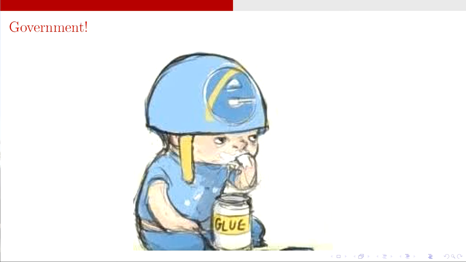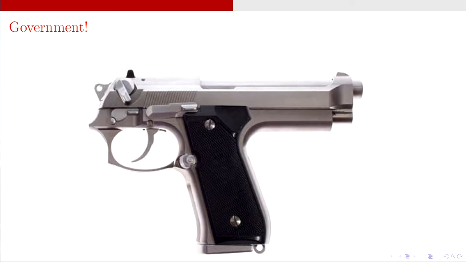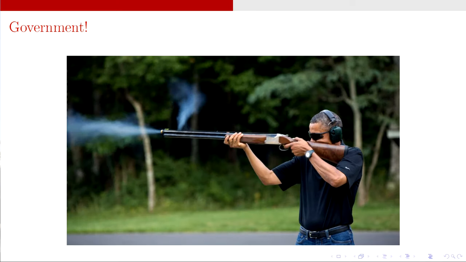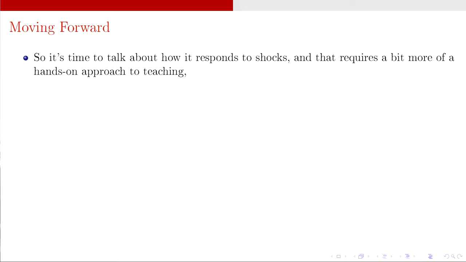So this is our government. This is also our government. This is a member of our government. And the way he's holding that gun, ooh, his shoulder is going to be sore tomorrow. Someone does not know how to fire a weapon.